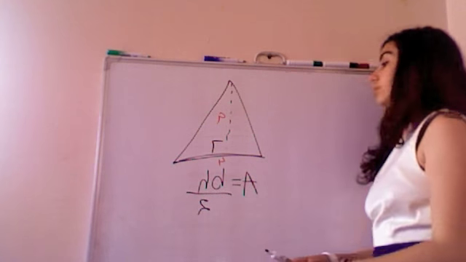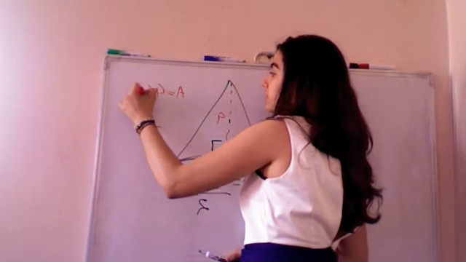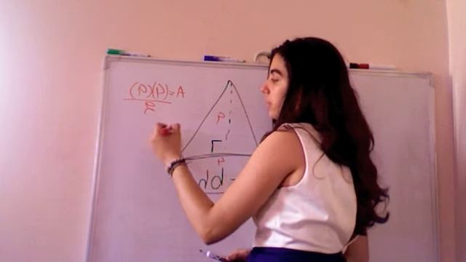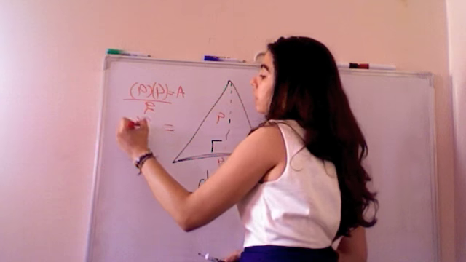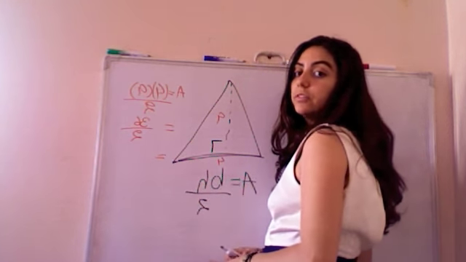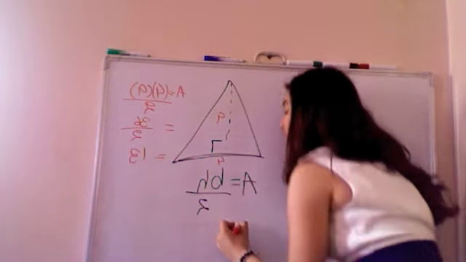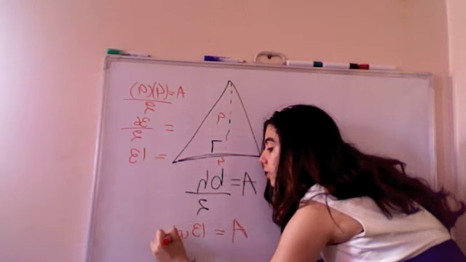What you would do to get your answer would be 4 times 9 divided by 2. 4 times 9 is 36. Divided by 2, it's 18. Now your answer would be A equals 18 units squared.